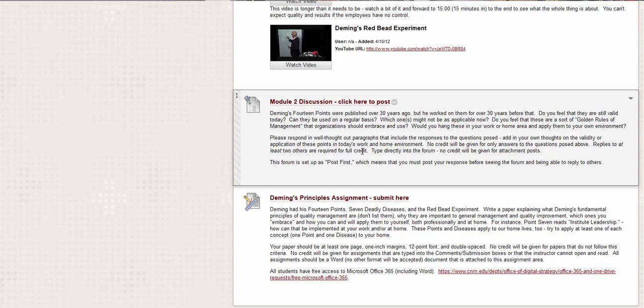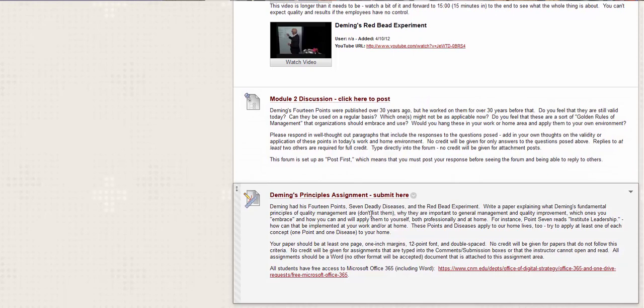Then your assignment. Deming had his 14 points, 7 deadly diseases, and the red bead experiments. Write a paper explaining what Deming's fundamental principles of quality management are in your own words. Don't just list them. Why are they important to general management and quality improvement, and which ones could you embrace, and how could you apply them to your work, your home, your school?